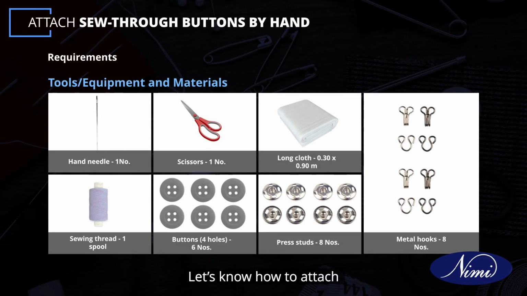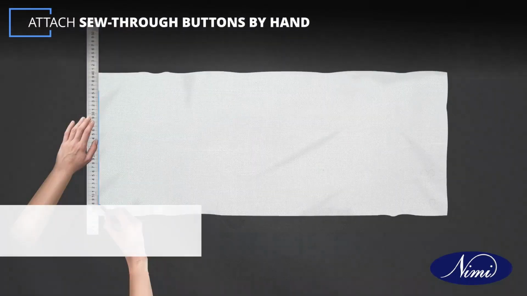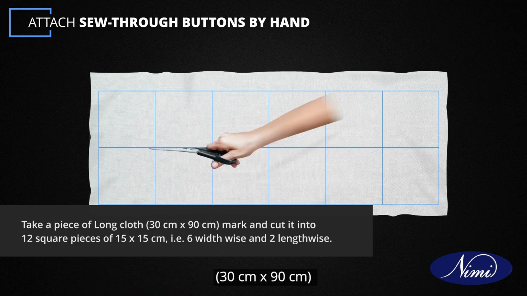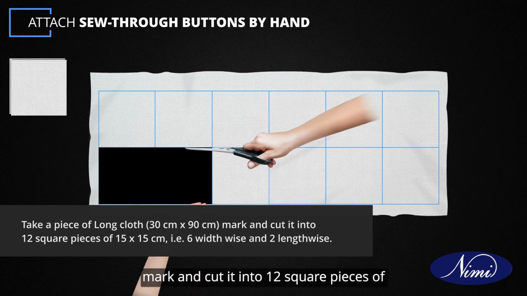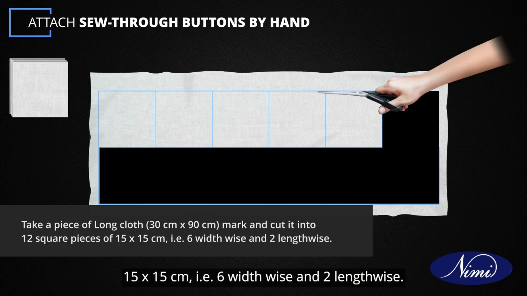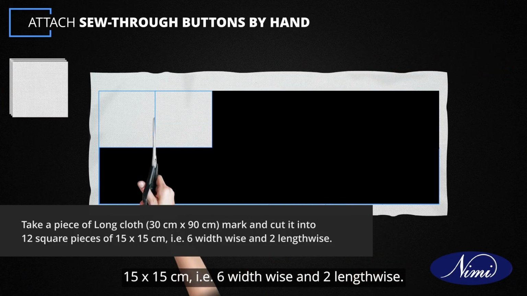Let's know how to attach sew-through buttons by hand. Make sure to have all tools, equipments and materials required for this exercise: hand needle, scissors, long cloth, sewing thread, buttons, press studs and metal hooks. Take a piece of long cloth, 30 cm by 90 cm, mark and cut it into 12 square pieces of 15 by 15 cm, that is 6 widthwise and 2 lengthwise.